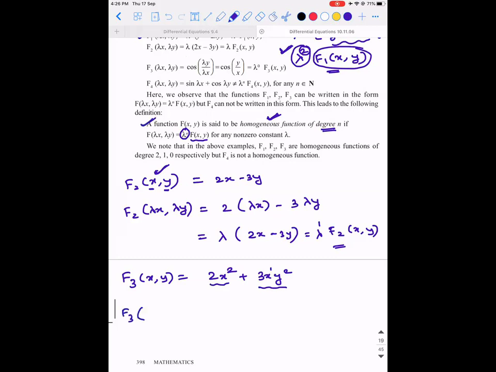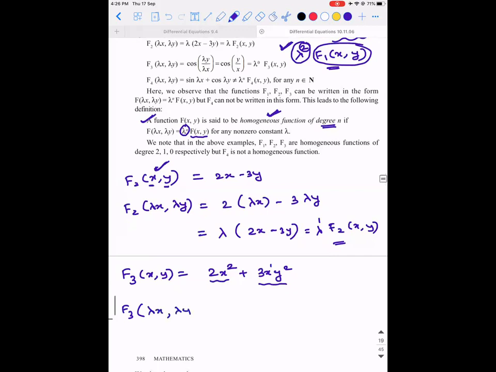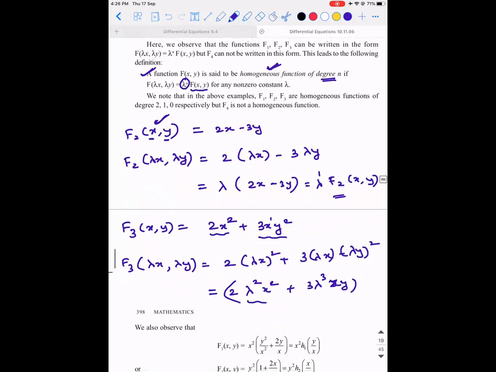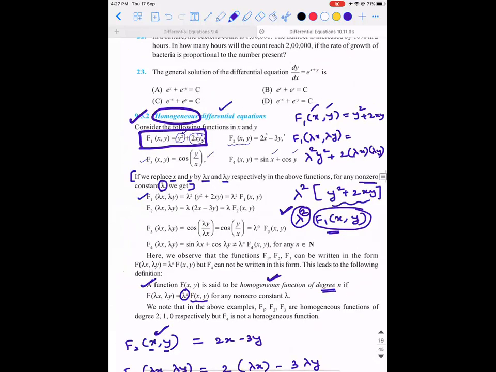So what are the steps to be followed? f3 of lambda x comma lambda y will be equal to 2 times lambda x square plus 3 times lambda x into lambda y square. So you will have 2 lambda square x square plus 3 lambda cube xy. Since lambda is not able to come out as a common factor, it is not a homogeneous function. Am I clear with this? Yes, sir. Okay. So what we dealt with here is actually a homogeneous function. It's not a differential equation. What is the topic? It's homogeneous differential equation.